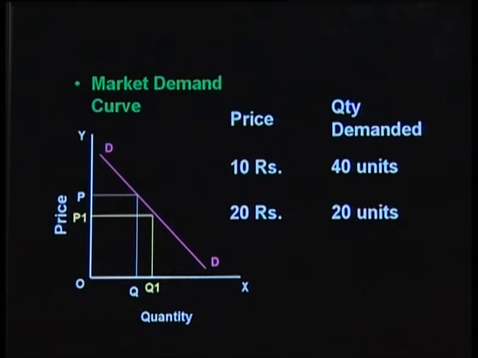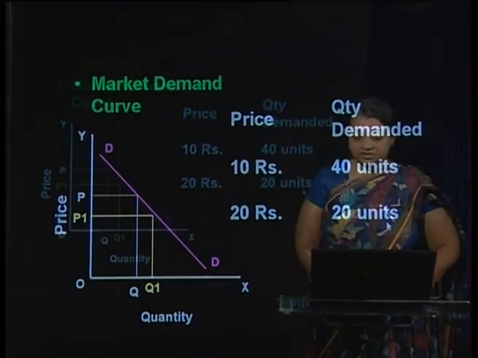This will be more clear with the help of a table. As the price in the market of a commodity increases from 10 rupees to 20 rupees, the quantity demanded by consumers reduces from 40 units to 20 units.